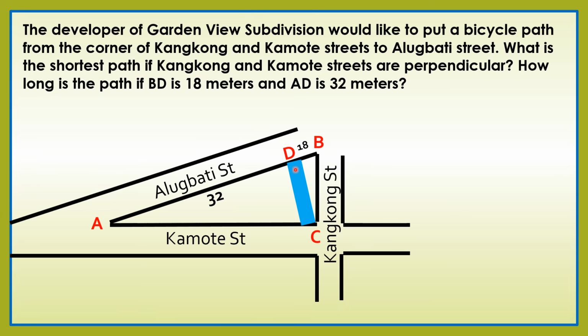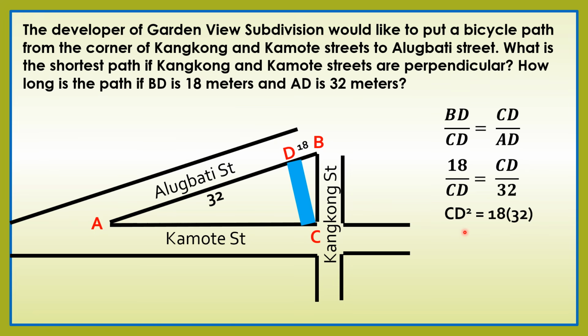Therefore, para makuha natin ang altitude, kailangan natin gamitin ang altitude rule. So, sa altitude rule, ang ratios na kukuhanin natin ay BD over CD is equal to CD over AD. By substitution, we'll have now BD is 18, CD is unknown, is equal to CD over 32. Cross multiplication, ang CD, pag minultiply natin kay CD, that is CD squared. Then 18 times 32. 18 times 32 is 576.